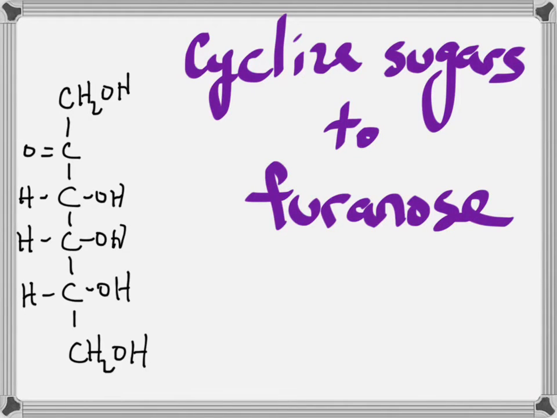So in this video, I'm going to show you how to cyclize a straight chain sugar into a ring structure, and the ring structure will be a furanose ring, or a 5-membered ring. As our starting straight chain molecule, we'll use a ketose sugar as shown here on the left.